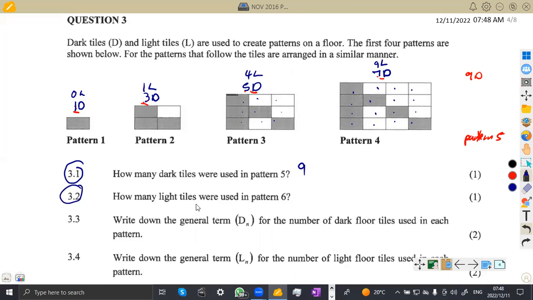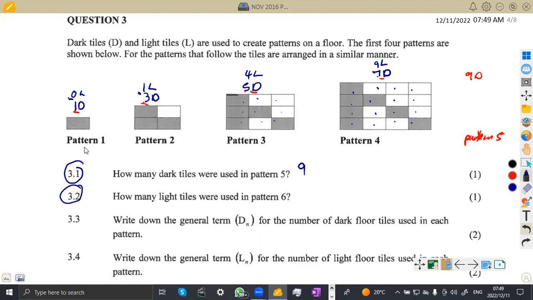Then 3.2, how many light tiles were used in pattern 6? All right, in terms of light tiles, what is happening? On the first one, we had a 0. The second one, that is 1. The third one, that is 4. The other one, that is 9. So we can see these are actually perfect squares here. We are dealing with perfect squares. The first one was a 0. The other one was a 1. On the perfect squares that we are dealing with, we can see that we are having 1 less than the number that we are supposed to have.